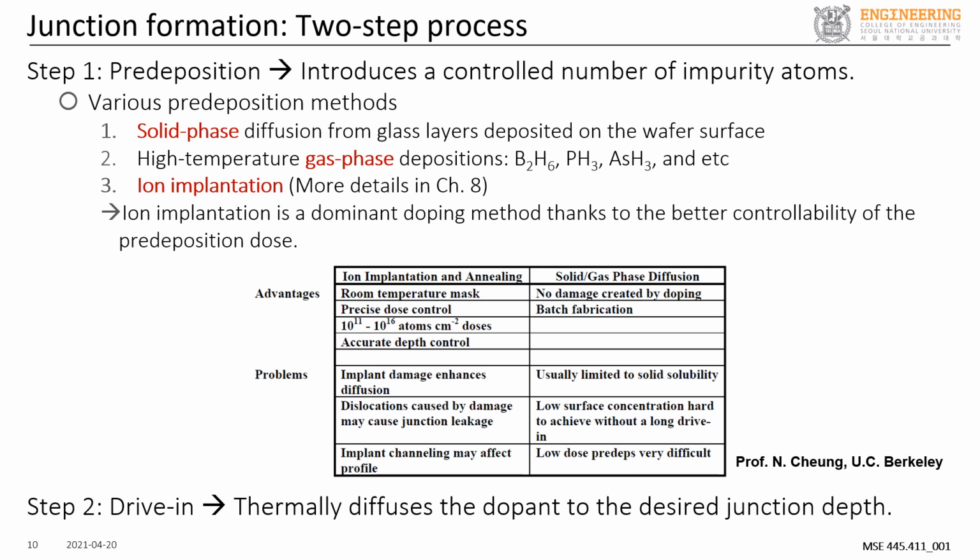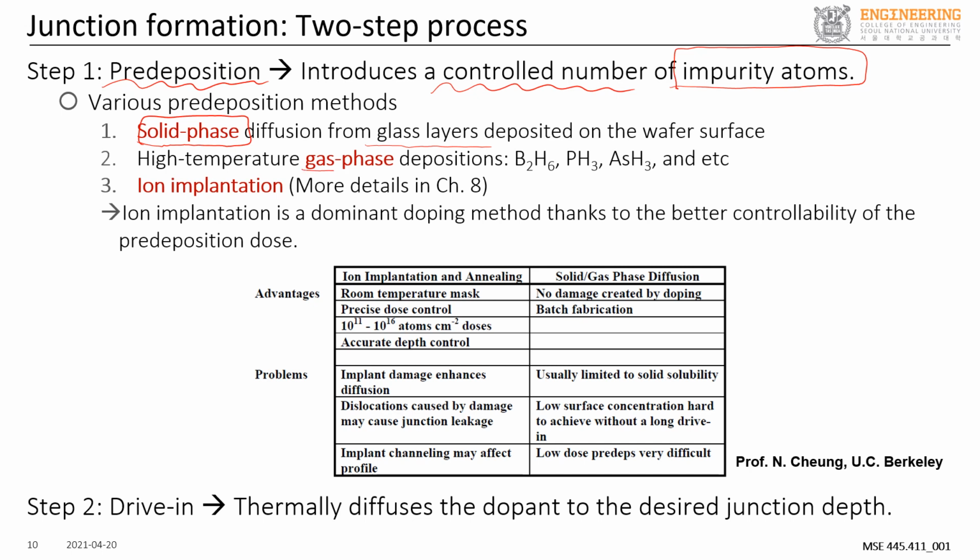So let's take a closer look at the pre-deposition. The purpose is we want to introduce the dopants or impurity atoms, but we want to control the number of the dopants, right? Otherwise, it's going to be difficult to form the junction I want. So you want to control the number of atoms. There are various methods. As we just discussed, it can be a solid phase. So maybe you can deposit some glass layer with a lot of dopants, then they will diffuse into the silicon.